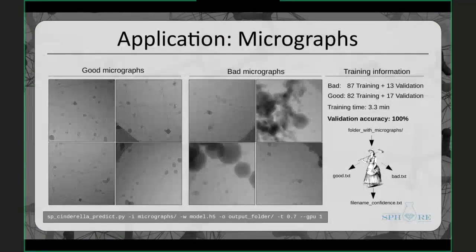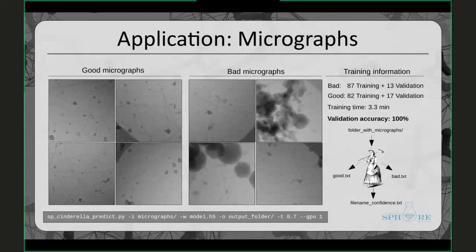So we trained a model on 100 bad images and 100 good images, and after 3.3 minutes, we got a model with a validation accuracy of 100%. Now I have to say that the validation set only contains 30 images, so the actual accuracy might be lower, but at least it indicates that you got a pretty good model.